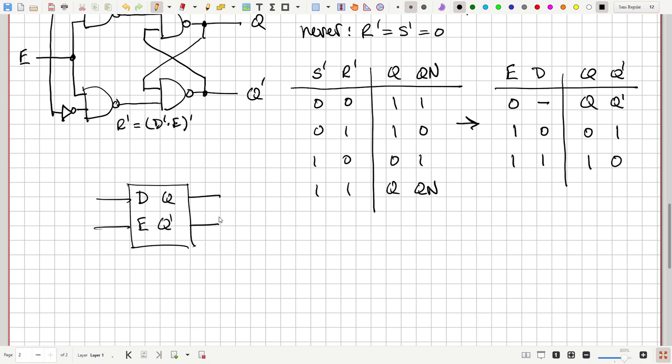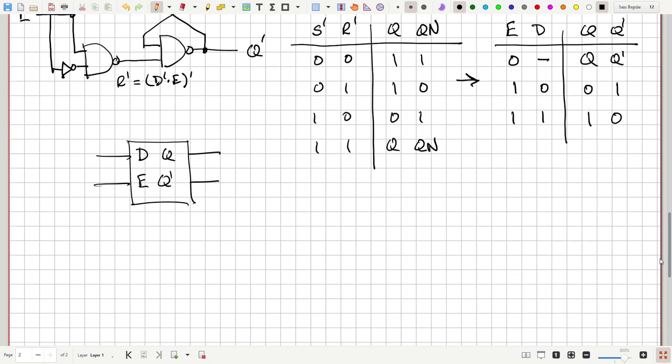Now, a different way that this is often represented, which is maybe a little more obvious about what's going on: we've got D and E, and we'll put Q as an output. Instead of saying we have two Q outputs, we'll have one Q output, and then we'll put a little inversion bubble, and then it's clear that this is Q prime. Okay, and here's D and E.